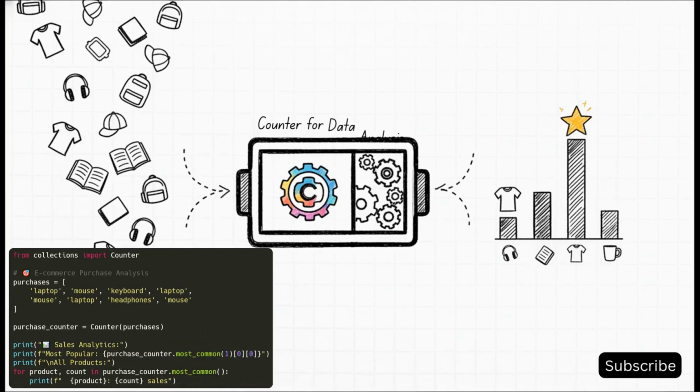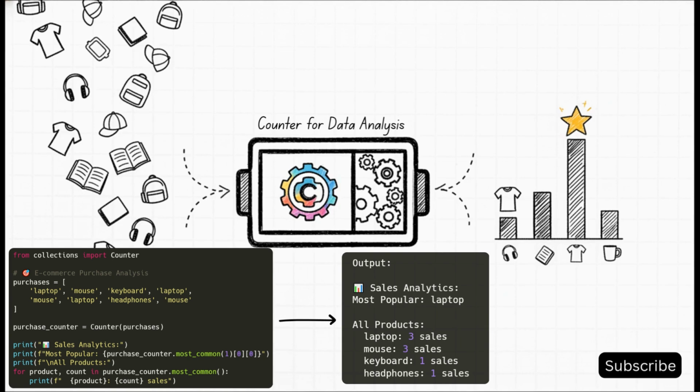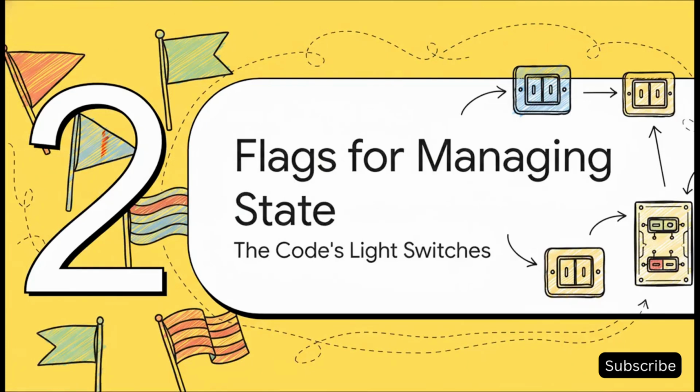But wait, we can take this even further. For data analysis, Python's collections module has this incredibly powerful tool called a counter object. Let's say you have a giant list of every purchase a customer made. You can just feed that whole list to counter and bam, it instantly tells you which items are the most popular. E-commerce giants use this exact pattern for their business analytics to figure out top-selling products and keep their inventory in check.